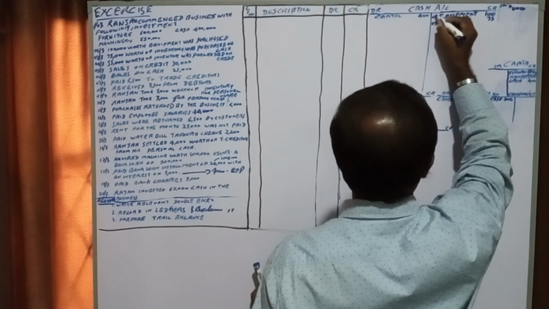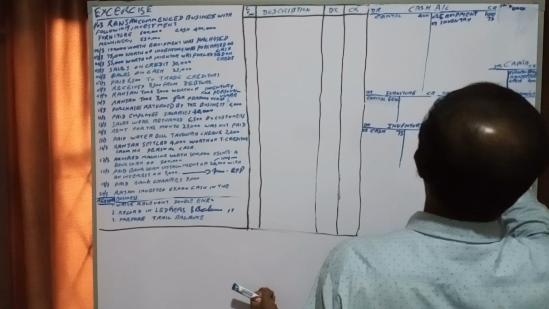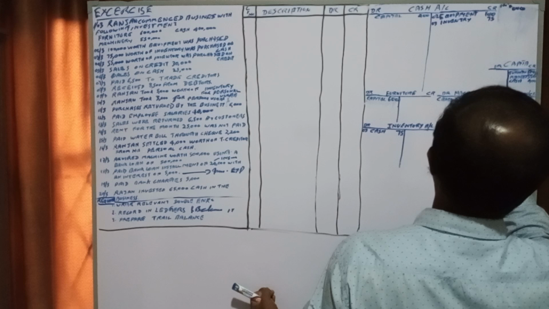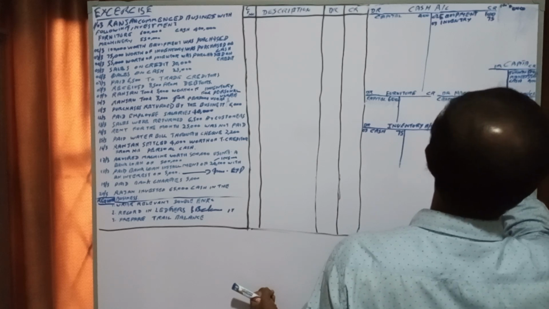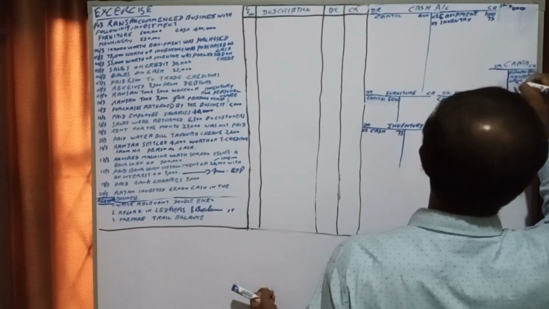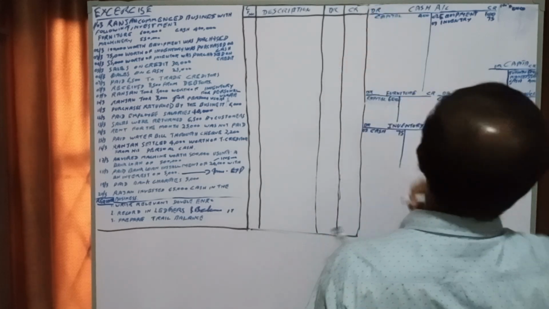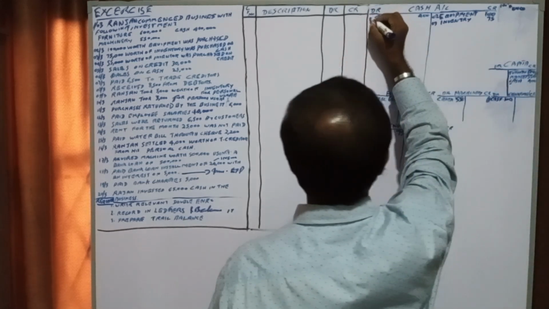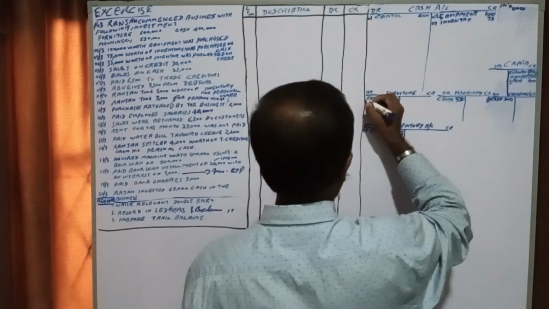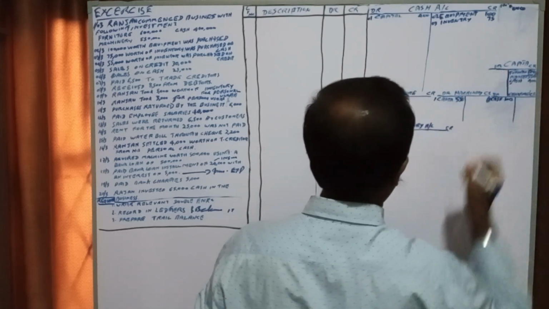Purchasing of equipment was on the second. Okay, these are on the first. This is on the first, capital is also first, and this is also first.